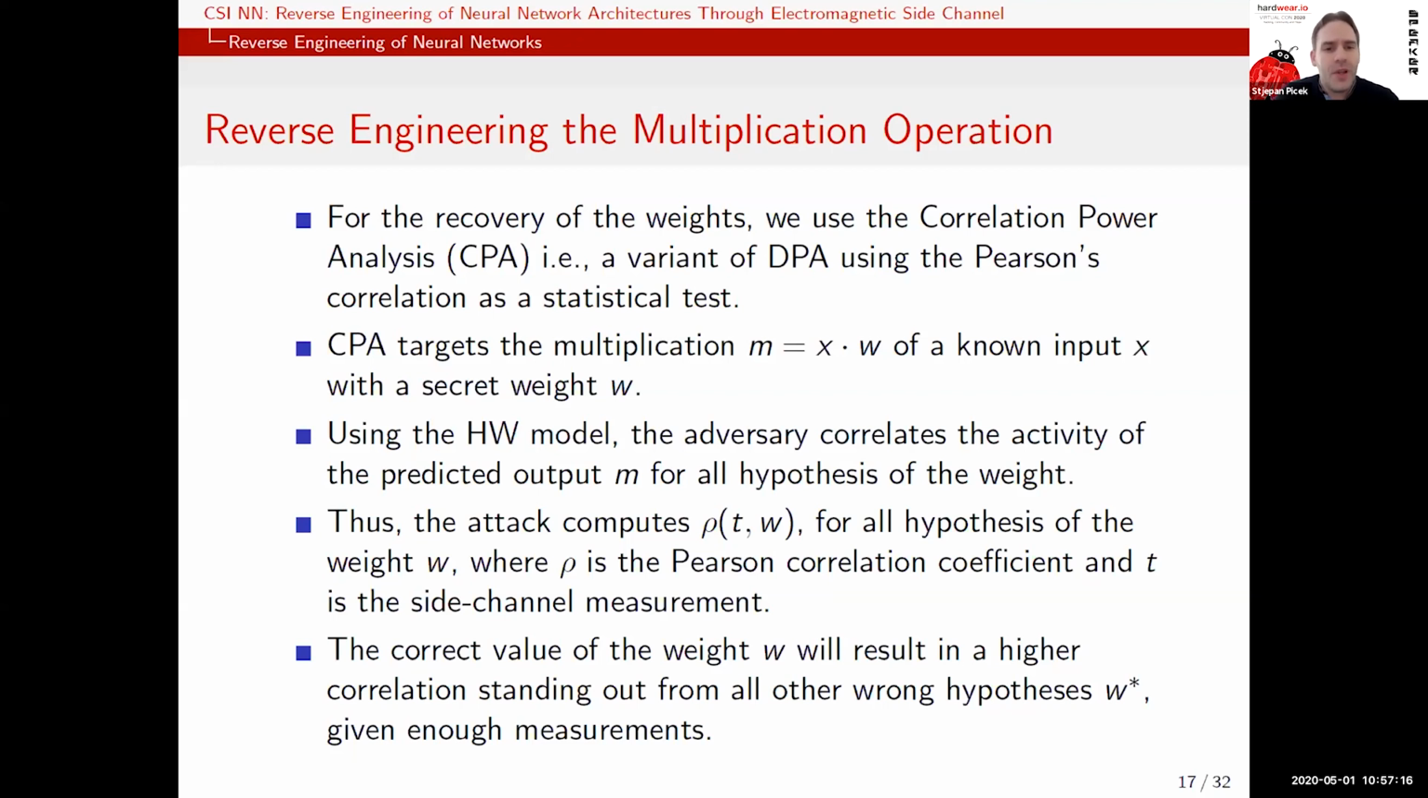So how does it work? Well, we will target the multiplication operation. So M is equal to X times W, where X is the input. Remember, we know the input, and we want to get the secret weight W. Then, using the Hamming weight model, the adversary will correlate the activity of the predicted output for all hypotheses of the weight. He will calculate all hypotheses, and then the correct value of the weight will hopefully result in a higher correlation, and it will basically stand out among all wrong hypotheses. We will see later how it really looks.